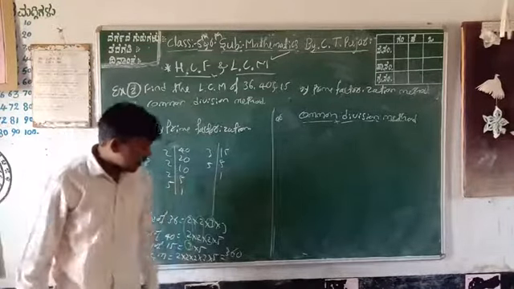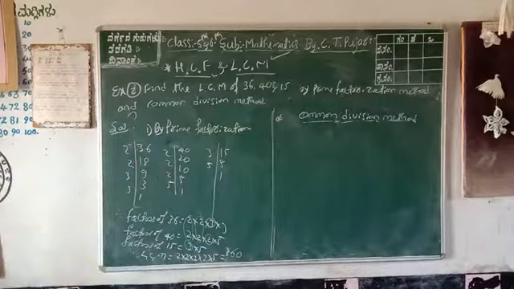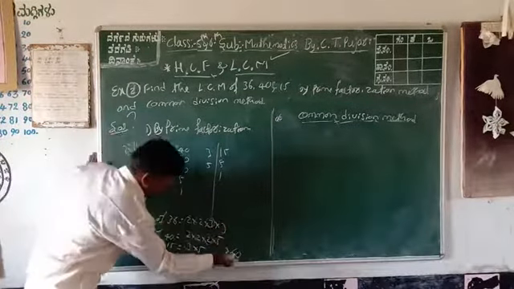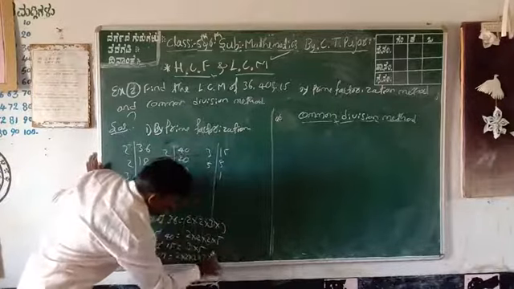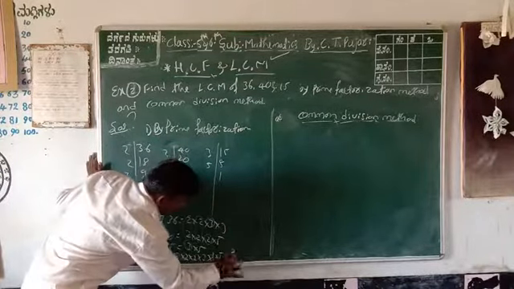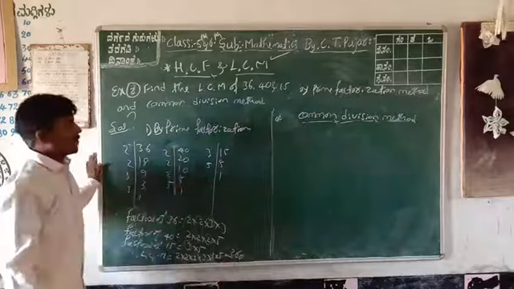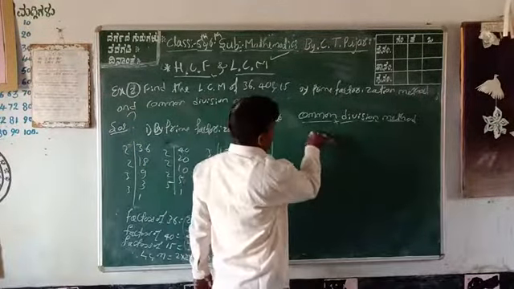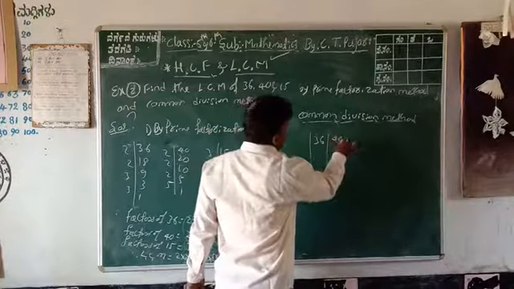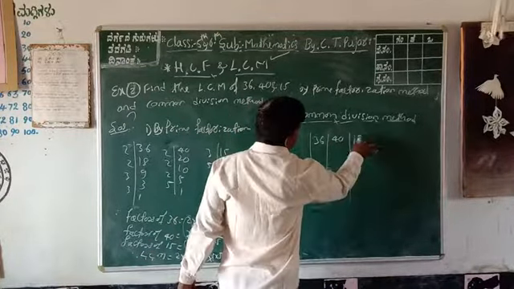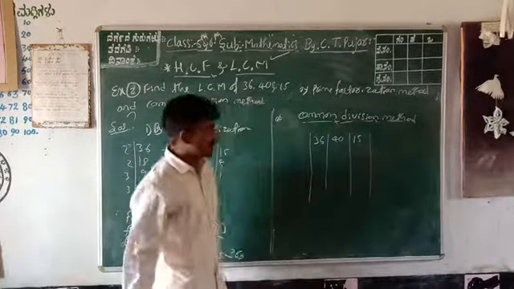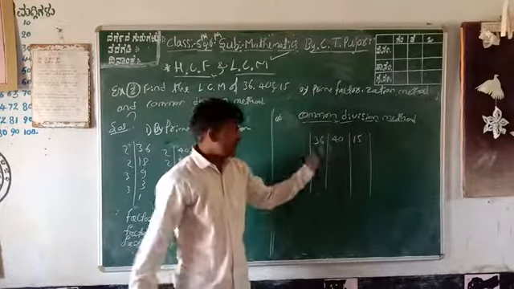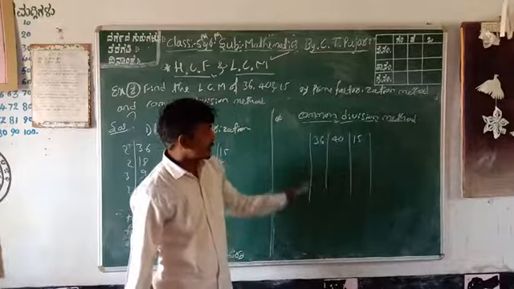Therefore 3, this also 1 time, 3 into 5. Therefore 360 is the LCM. But our common division method is also the same. Therefore, 36, next 40, next 15 are the numbers. Therefore, the given 3 numbers are divisible by any one number. 2 is not divisible. Next, you can take 3.